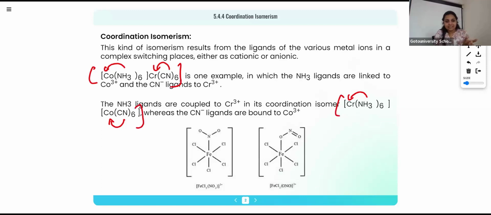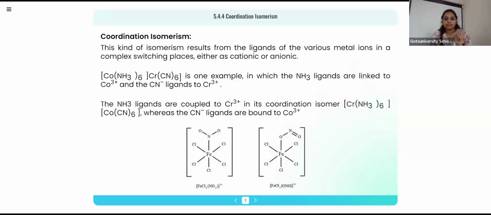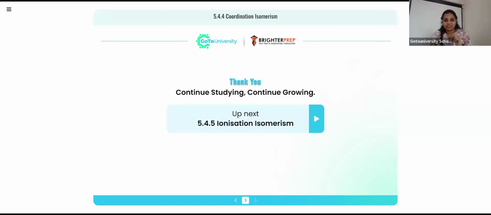So here the difference is cobalt and chromium are interchanging the ligands. Here again cobalt and chromium are interchanging. That type of isomerism is called coordination isomerism. Okay, so this is the other type of isomerism.